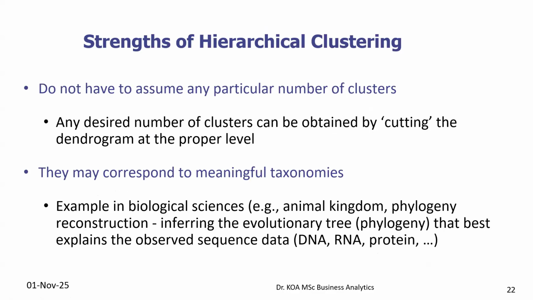Why is this important? Why wouldn't somebody want to use k-means and k-medoids, but would want to use this? Because here you don't assume any particular number of clusters. Unlike k-means or k-medoids, where you have to assume the number of clusters ahead of time, any desired number of clusters can be obtained by cutting the dendrogram at any portion that you want. And that will correspond to a lot of taxonomies, step-by-step taxonomy.